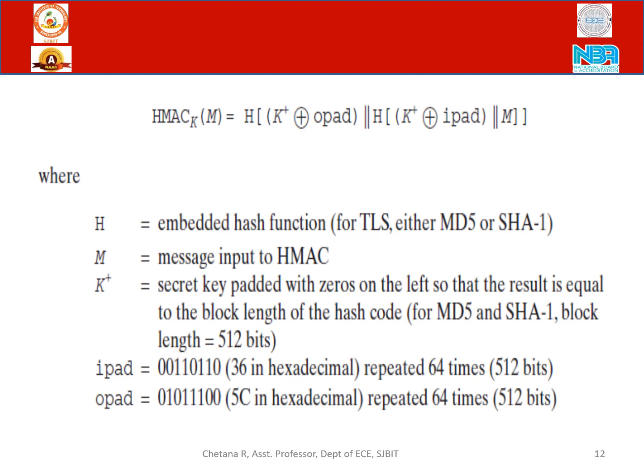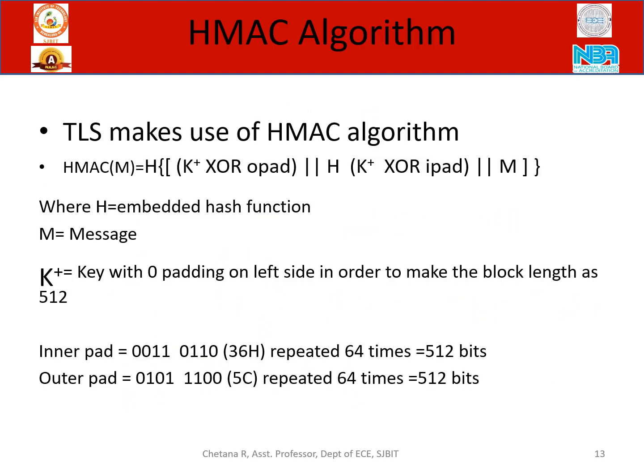So H is the hash function, M is the message, K is the key, and iPad is the inner padding, which is 36 in hexadecimal, and OPAD or the outer padding is 5C in hexadecimal. This is done multiple times, which is 64 times. So this is how the HMAC algorithm is given, as already discussed.